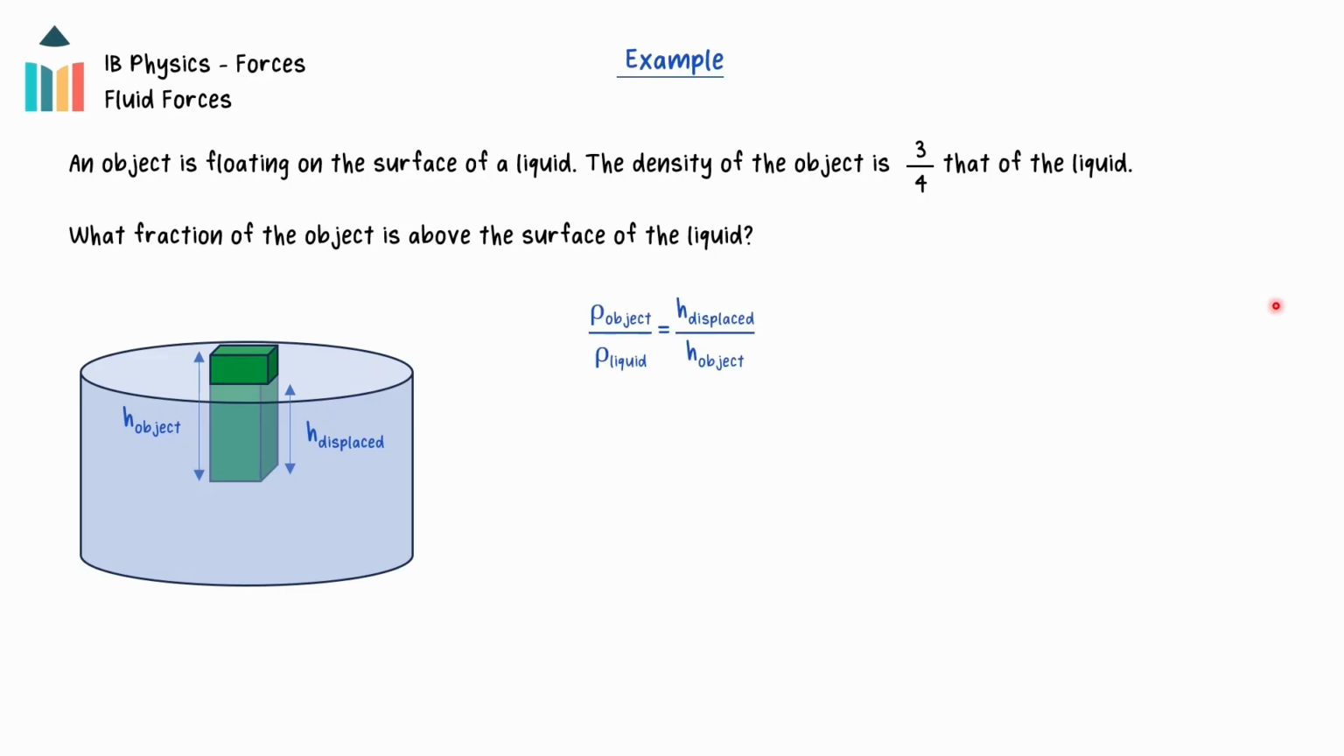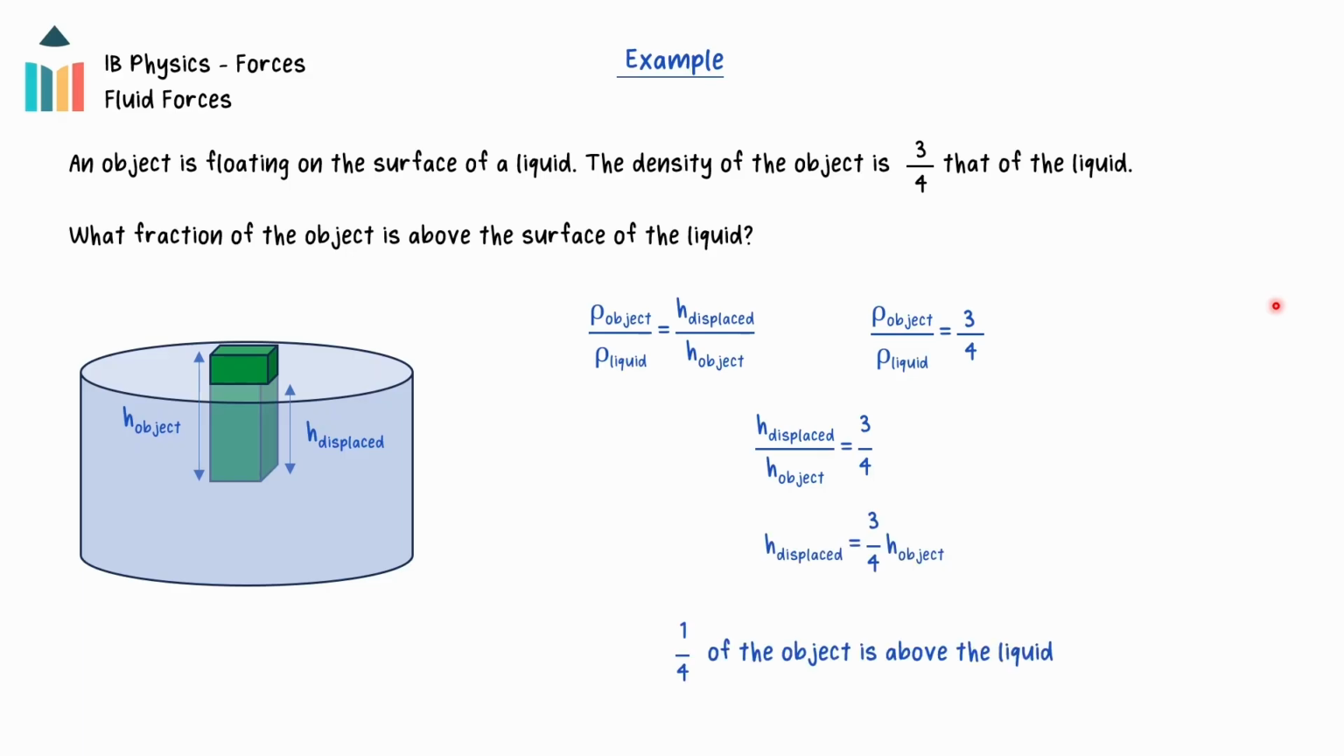We know that the ratio of the densities will equal the ratio of the heights, so we can substitute the given ratio of the densities into this expression, and quickly see that the same ratio will apply to the heights. 3/4 of the height of the object is submerged in the fluid, which means 1/4 of the height of the object is above the surface of the liquid.